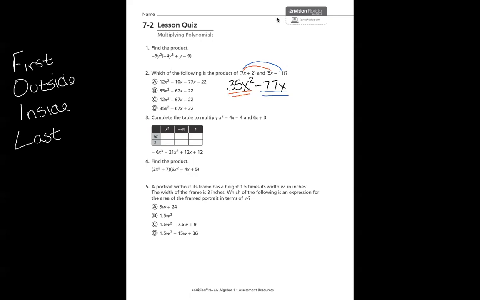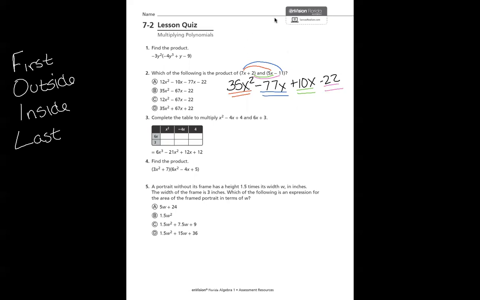Then we're going to move to the inside terms. So inside terms mean I'm done with using that 7x, and I'm going to move to the 2. So 2 times 5x, 2 times 5 is 10. And the x stays the same. And then lastly, I'm going to do my last terms, and I've got 2 times -11. So 2 times -11 is going to be -22. And let me just underline it so you can see those are all those numbers. So that's multiplying using FOIL.